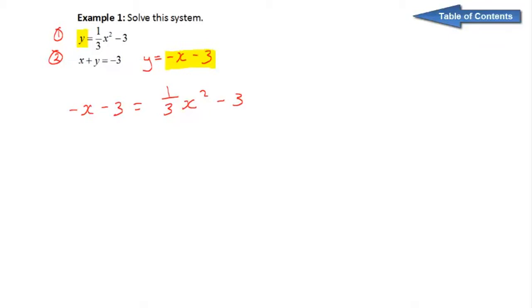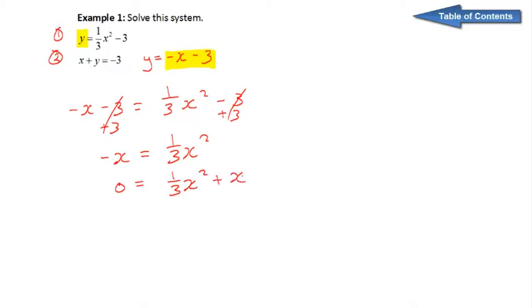So at this stage, I would notice that if I add 3 to both sides of the equation, right here and right here, these will both cancel. And so I'm left with negative x is equal to 1/3 x squared. Now from there, I notice that I have an x squared and an x left in the equation. I'm going to move everything to one side of the equation. I have 0 now is equal to 1/3 x squared plus x.